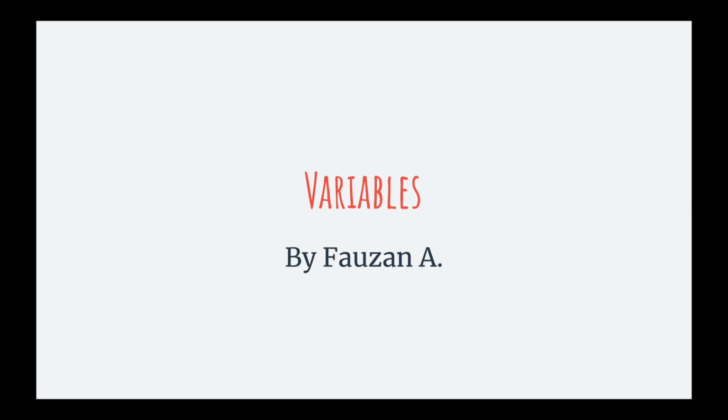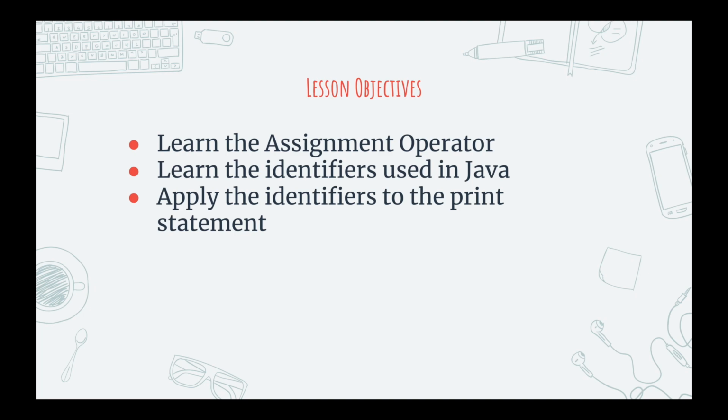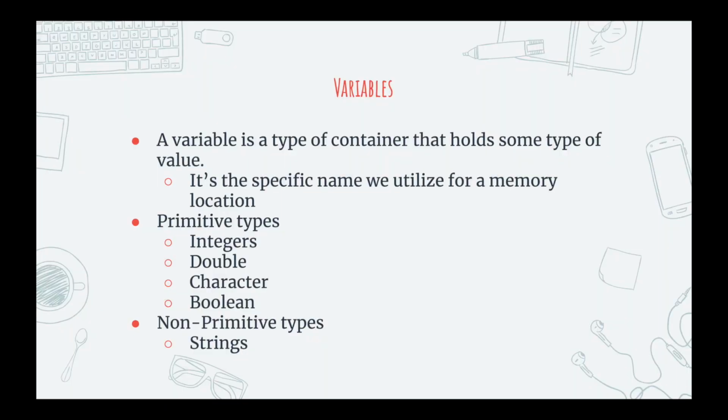In this lesson, we're going to be talking about variables. Our lesson objectives include learning the assignment operator, learning the identifiers used in the Java programming language, and then applying said identifiers to the print statement. So we're going to be getting a concept that we learned in the previous section and applying it, or rather integrating it, into this lesson. The print statement, like I said, comes up a lot.